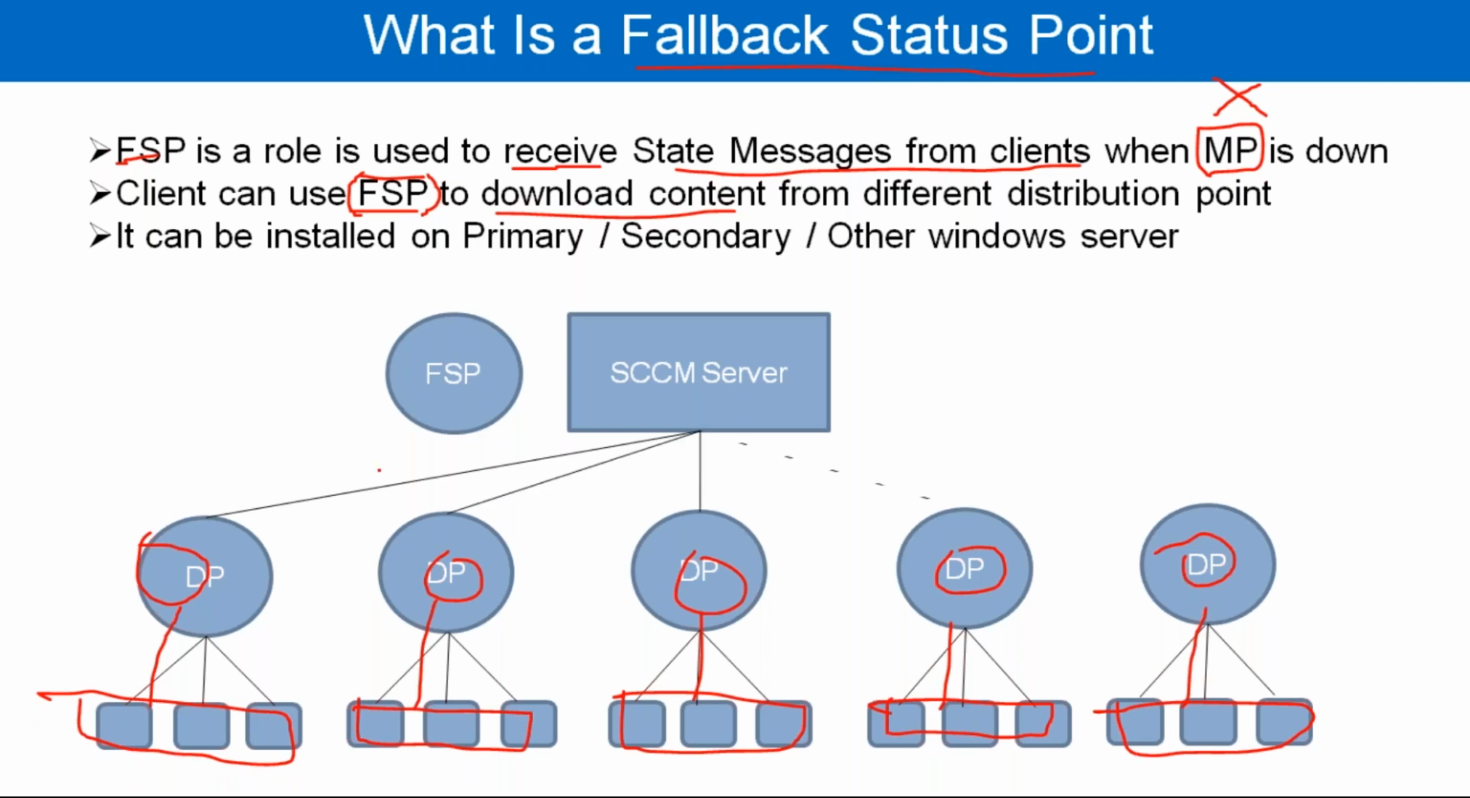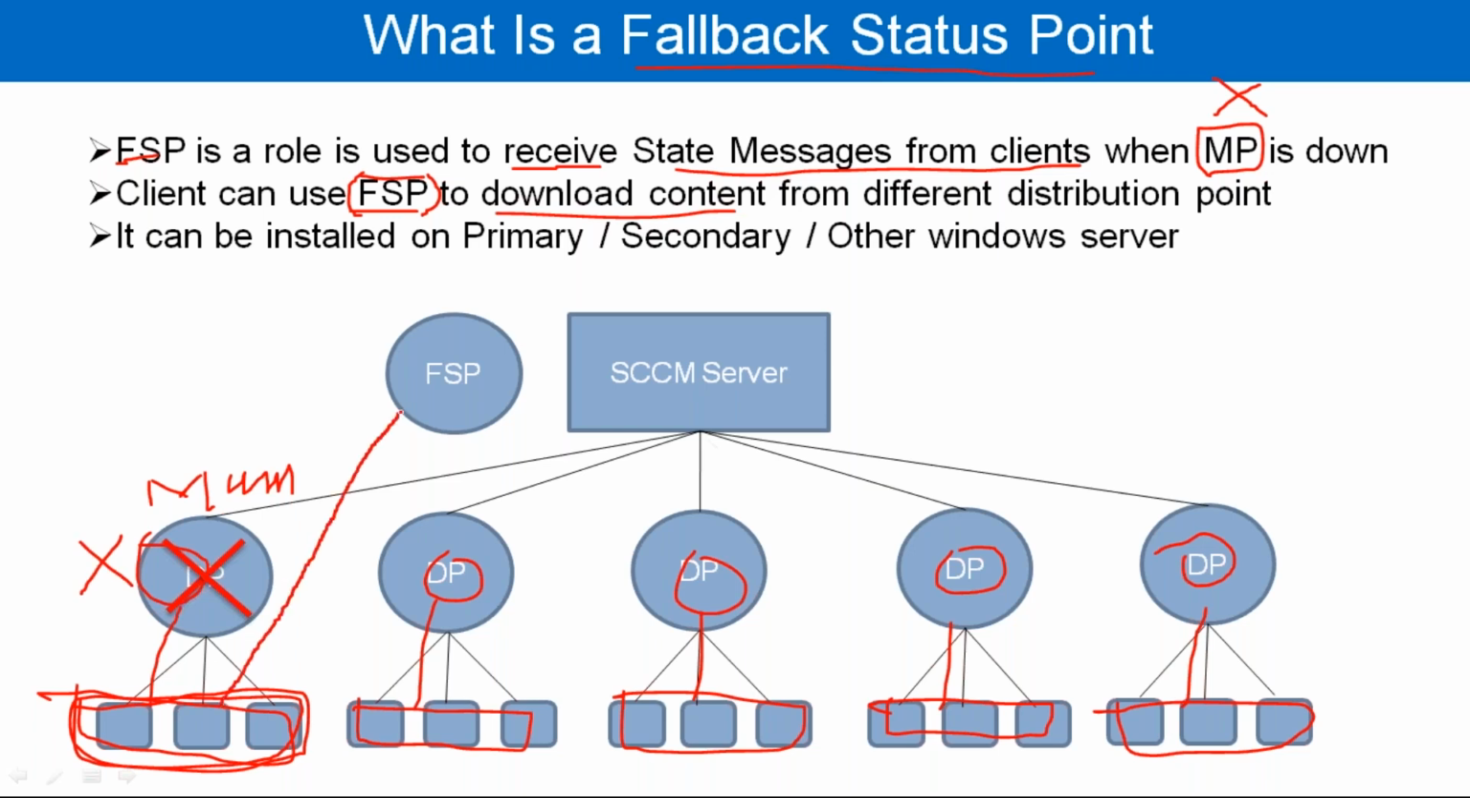Now everything is working fine except if something goes wrong. For example, Mumbai distribution point is down. The client, these 3 clients or 30,000 clients or 300 clients or 3,000 clients, all these clients are not able to download anything from this one because this is down. This is not working. So it can connect to fallback status point and download the content from there. So this is called fallback status point, guys.